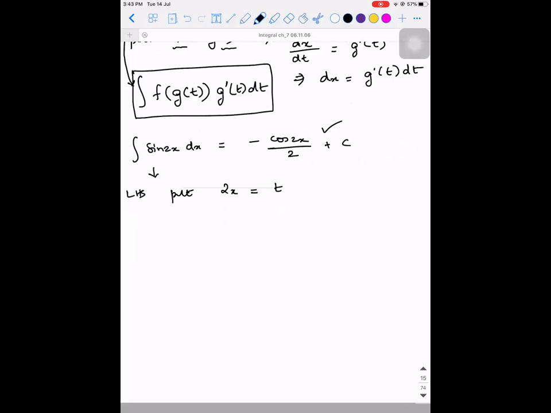Means wherever I see 2x, I will replace it with t. Which implies, what should I do immediately? Differentiate on both the sides. You can directly write this step: 2 into derivative of x, which is dx, is equal to derivative of t, which is dt.